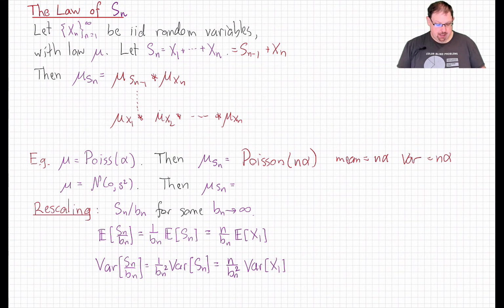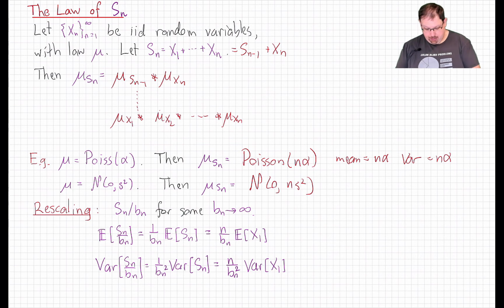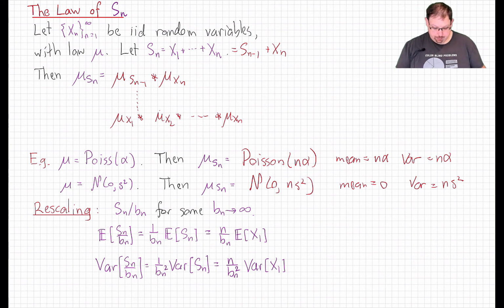Okay, what if instead mu was a normal distribution? Let's take it to have mean 0, but an arbitrary variance, which we'll call s squared here. Then, again, by the calculation we just did, adding any two of them gives us a normal, and the variances add, so the law of the sum Sn is a normal of mean 0 and variance n s squared. That is, the mean is still 0, and the variance is n s squared.